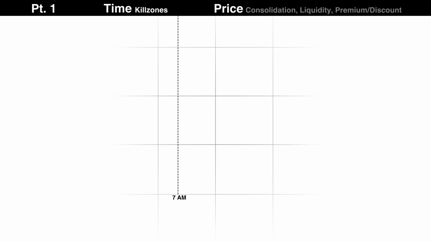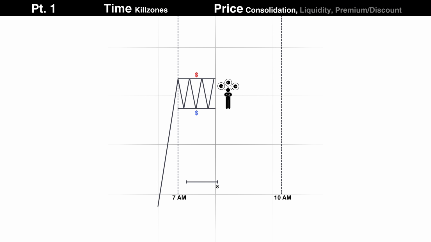What I mean by that is you have the range setting hour, then the golden hour. Take New York for example. It runs from 7 a.m. to 10 a.m. But if we dive deeper into it, we realize that the 7 a.m. to 8 a.m. hour is usually where price consolidates to build sentiment and orders.